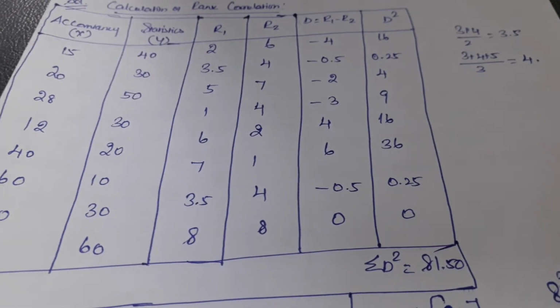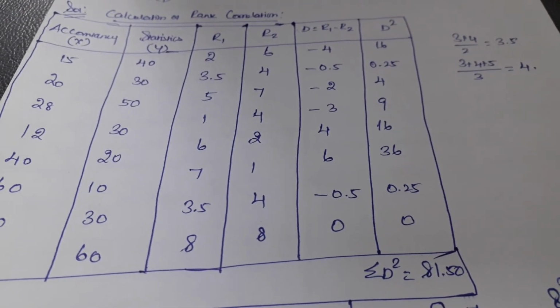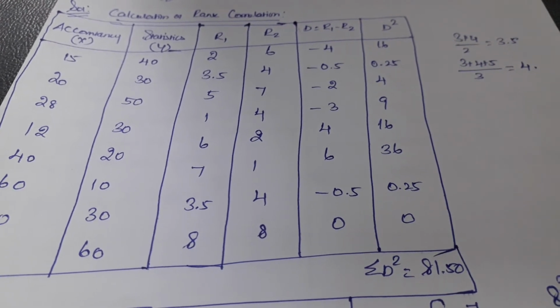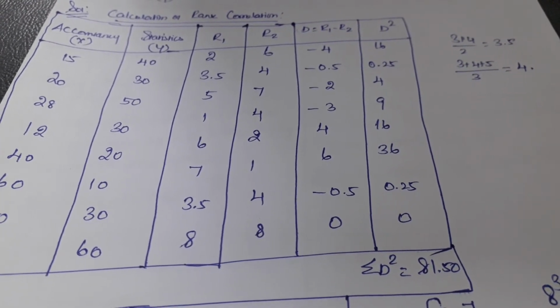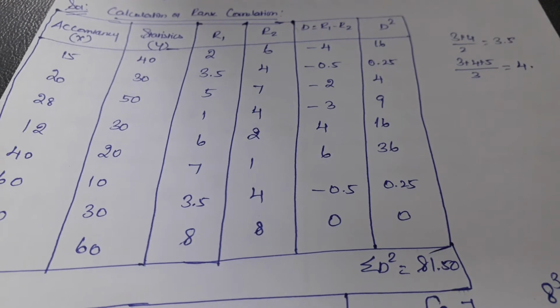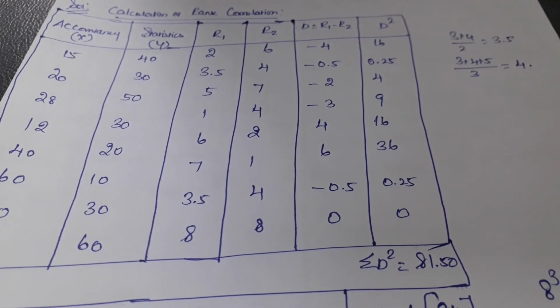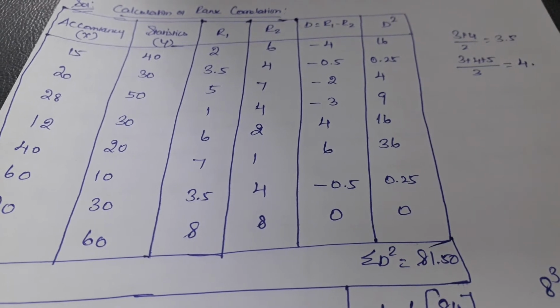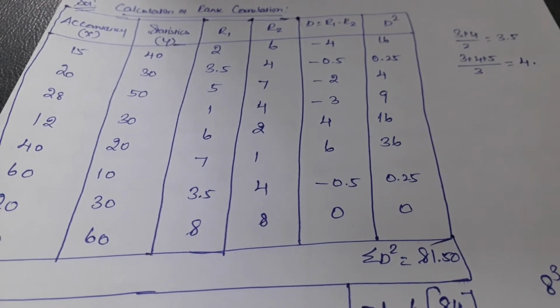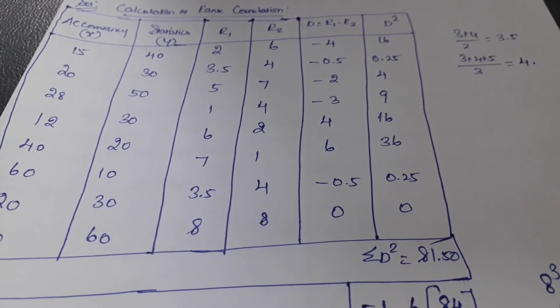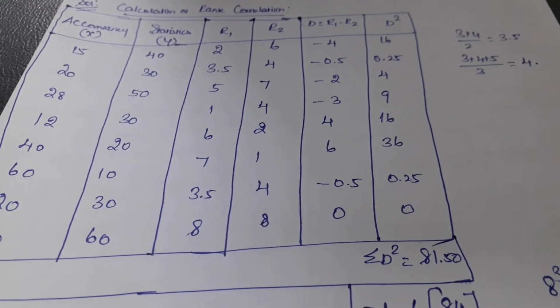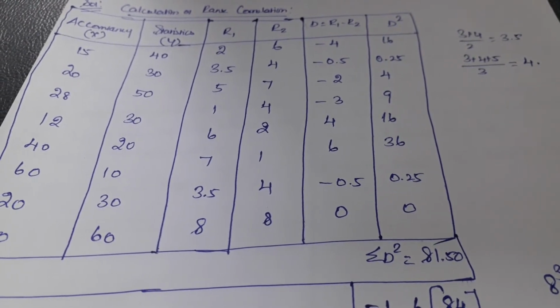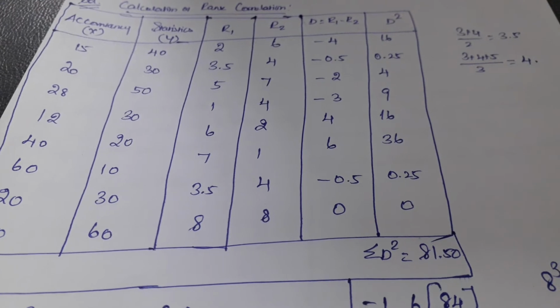Now we are going to move to R2. R2 denotes the statistics rank holder. Here the first and the lowest value is 10. So we need to provide the first rank to that person. Then the second rank is for the mark holder of 20.